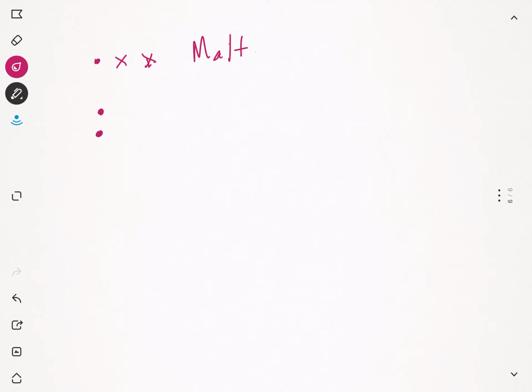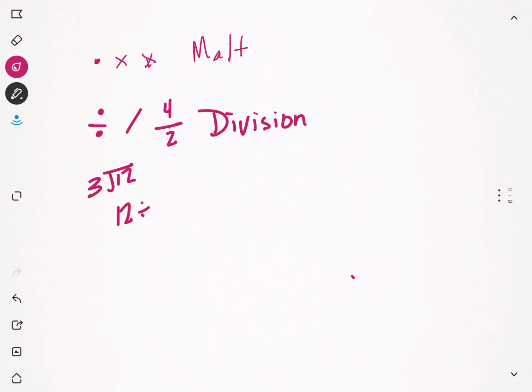If I divide, those are all division. This is also division. It's the same as 12 divided by 3.